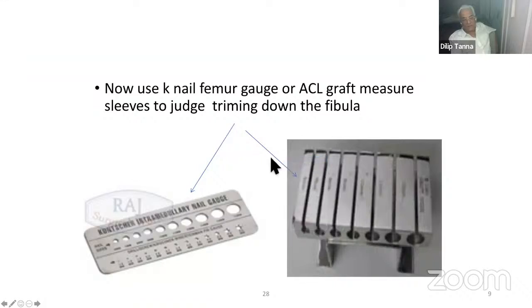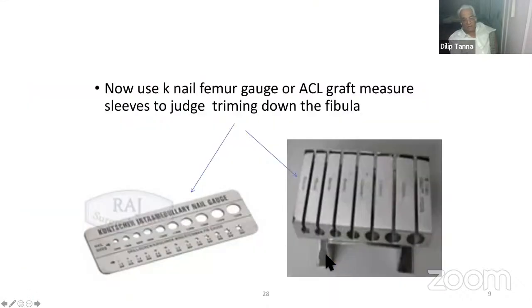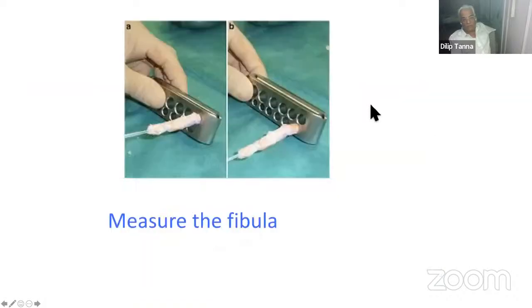Now once having taken half the fibula, you have to measure it. Either you can use this or you can use an ACL jig. You use the KNL femur gauge or ACL graft measuring sleeves to judge the trimming down of the fibula. You see the fibula, how good it is, and what the size of it is. So measure the fibula.